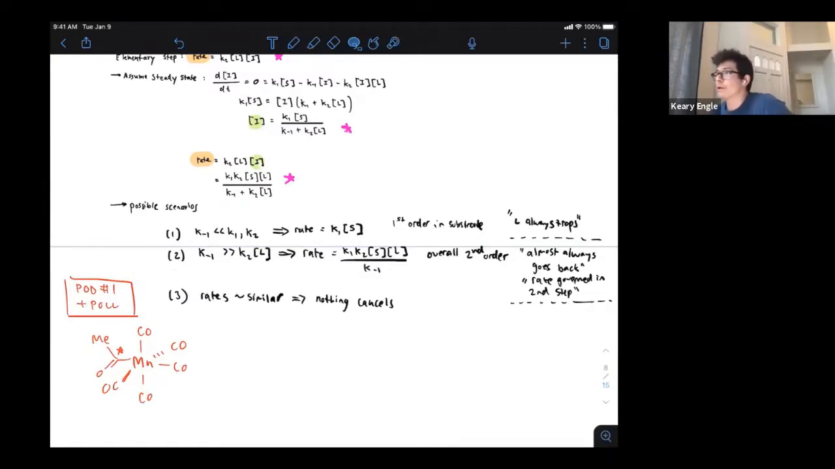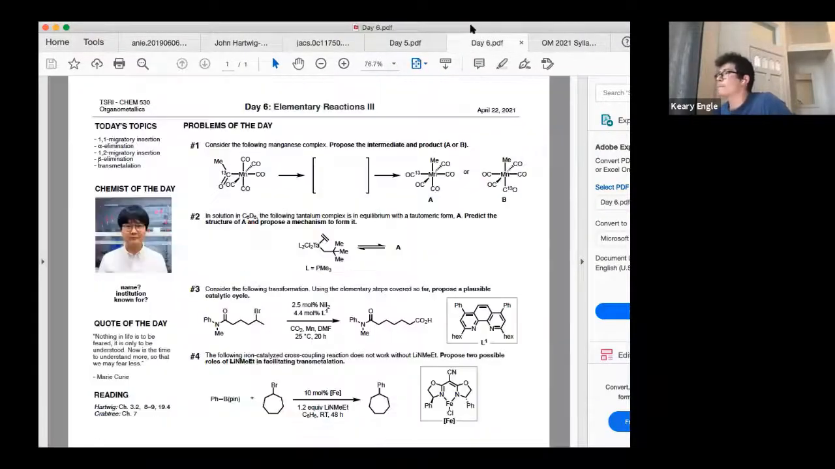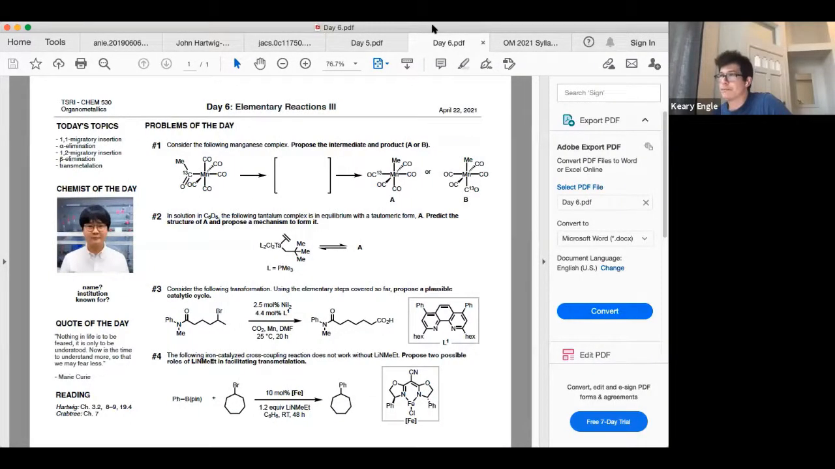Okay, let's jump over to problem of the day number 1 from our day 6 worksheet. Is everyone able to see the screen share? Okay, thank you. So this one will be a springboard into the discussion topic that we'll cover next.